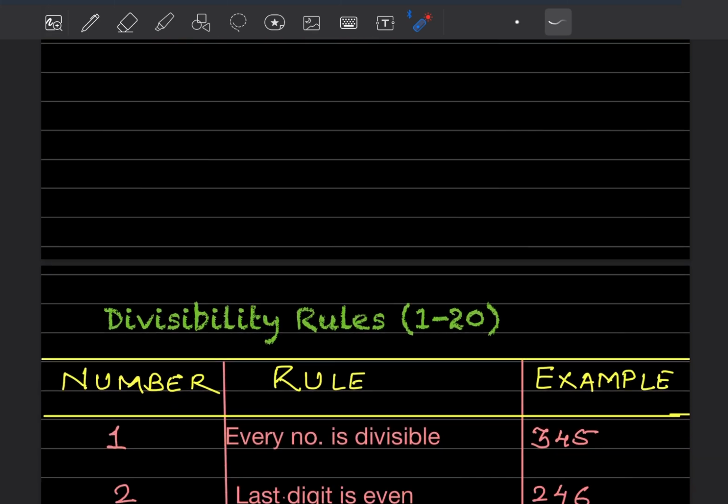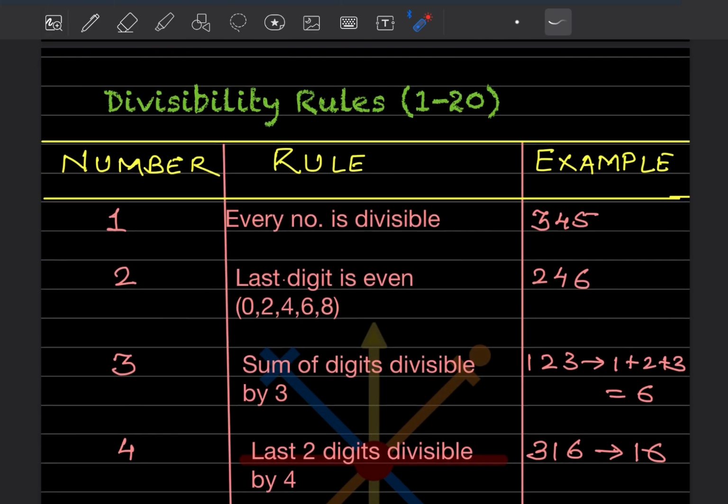In the second part, what we require is the divisibility rule. Here we are going to see the divisibility rule from 1 to 20. For the number 1, the rule is every number is divisible by 1. Now if it is by 2, the last digit is even. So the last digit should be 0, 2, 4, 6 or 8, because these are the even numbers. Here you can see this is 6, so this is a perfect example.